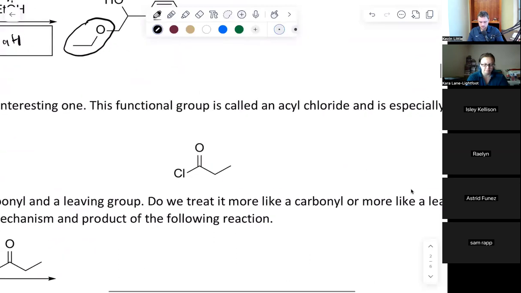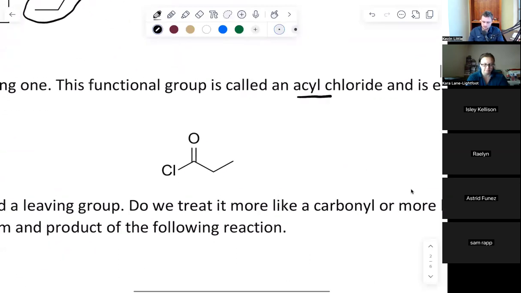So this is called an acyl chloride, and it's especially electrophilic. Can someone tell me why this might be an especially electrophilic carbon?